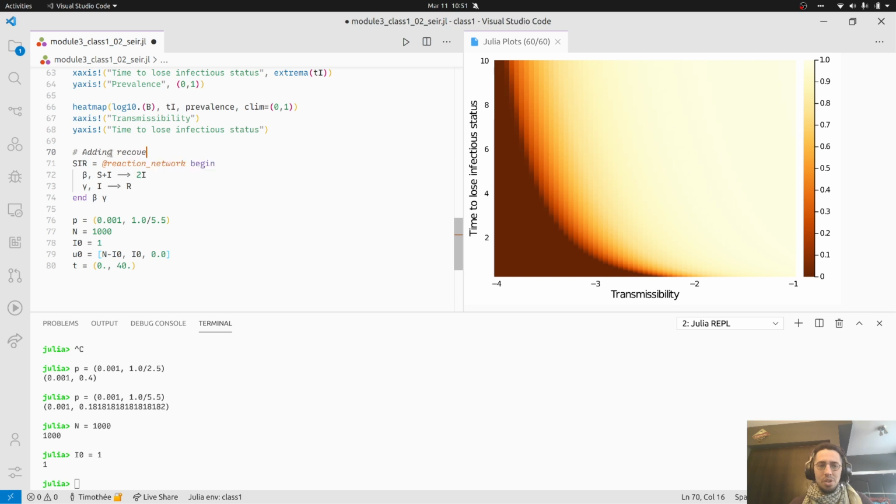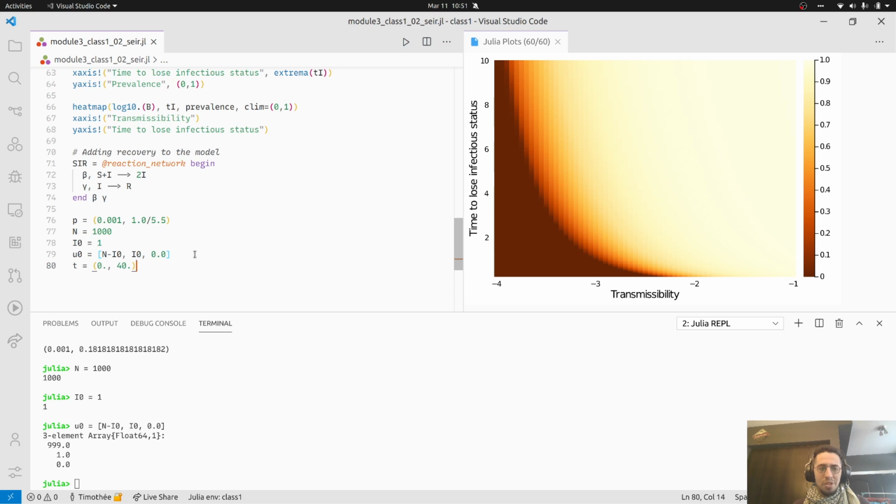I'm just going to comment that we are adding recovery to the model. We are going to add a third population, which is the number of individuals that have been removed. And we are going to make the assumption that at the beginning, no one has been removed from the pool of individuals. That's the same thing as saying, from an immunological point of view, everyone is naive in the population, that no one has immunity against that.